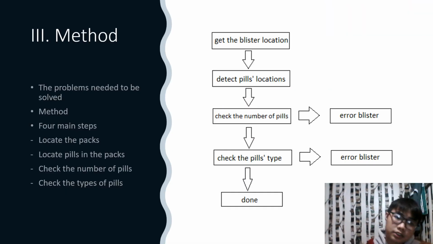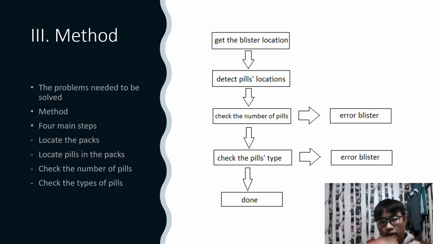And now we can discuss the methods. Many methods are used in this project. For the problem we need to solve, we have a diagram of what we do in this project. The first step is to locate the blister pack in the picture.